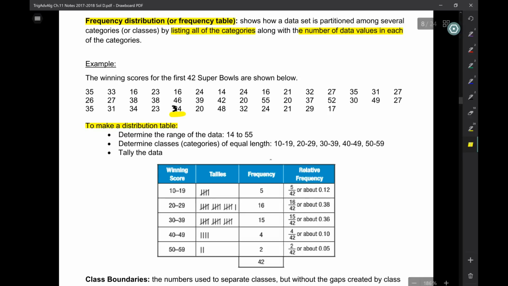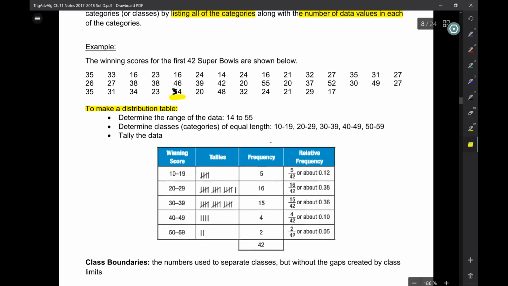To do this, first we need the range of the data. So we look at the minimum here, which is 14, and the maximum is this one. So the range goes from 14 to 55. That's important because when we make our table, we know to go, let's say, from 10 to 60, and we're not going from like 0 to 200 and wasting space.